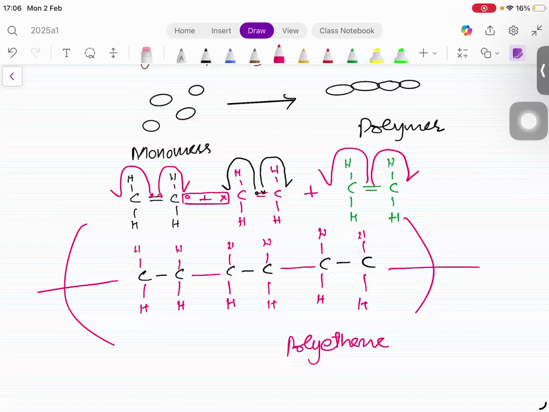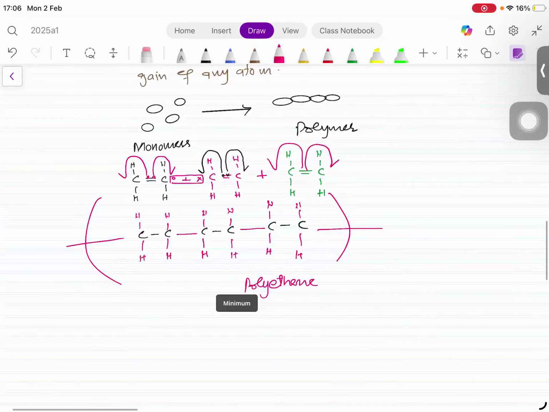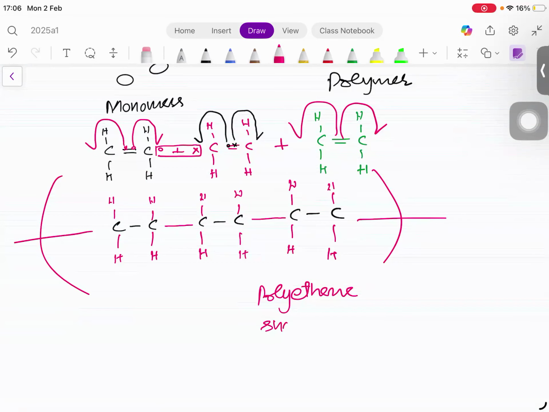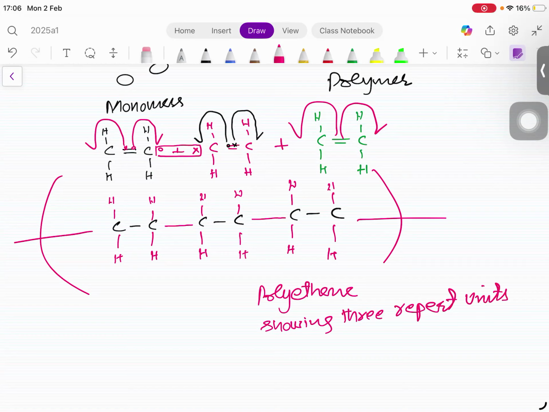This is what? Polyethene. But polyethene does not contain only 3 monomers. It contains thousands of monomers, right? So therefore, we clarify, we say it's a polyethene showing how many repeat units? Showing 3 repeat units. Okay, so we cannot show all the monomers or the repeat units, so we have to stop somewhere. So examiners usually ask you to draw the 1 repeat unit or maximum up to 3. Okay, so this is how the polymerization takes place.